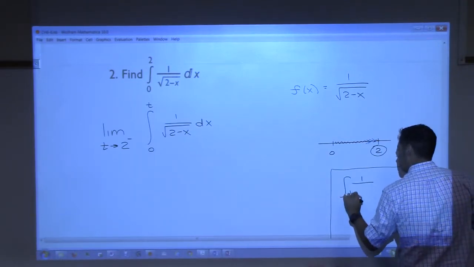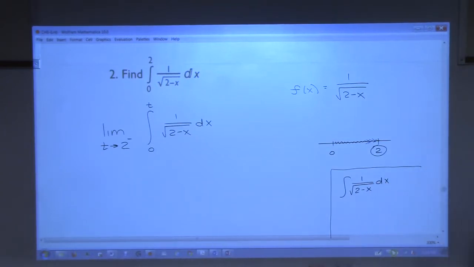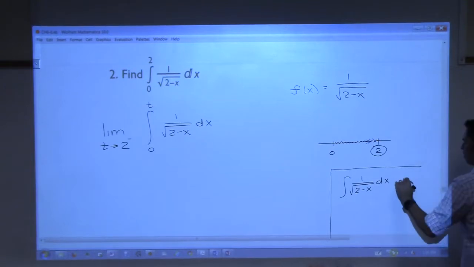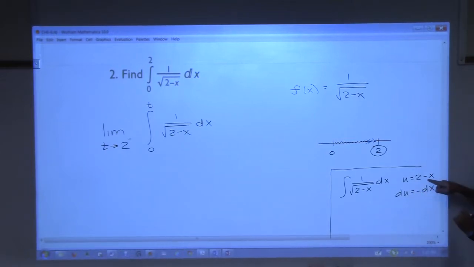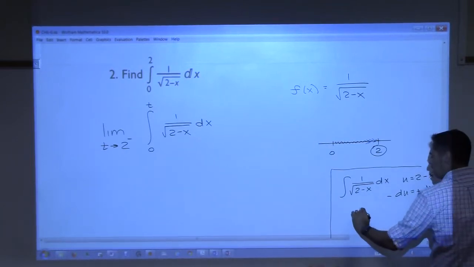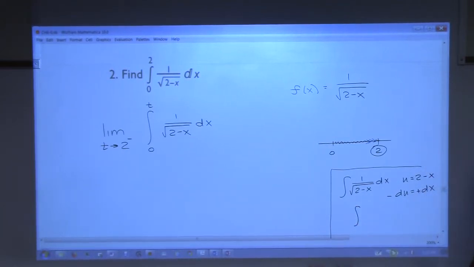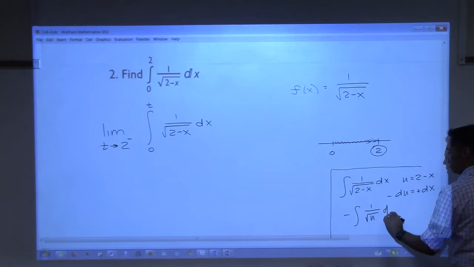How are you going to do this integral? Basic U-substitution. We would do something like u is 2 minus x, du is negative dx because we have a negative in front of the x. And we don't have a negative dx, so we change that minus, make that plus. Rewrite the integral as negative on the outside, 1 over root u du, right?